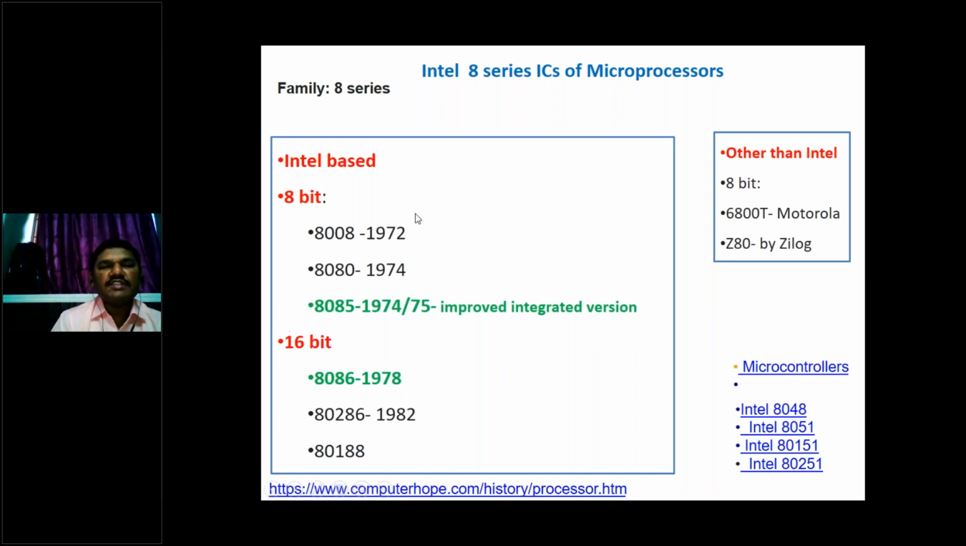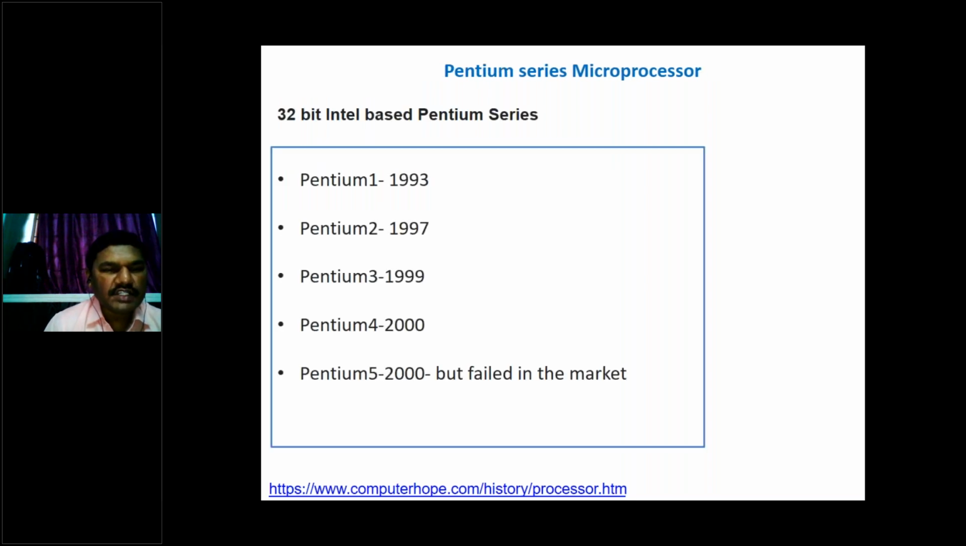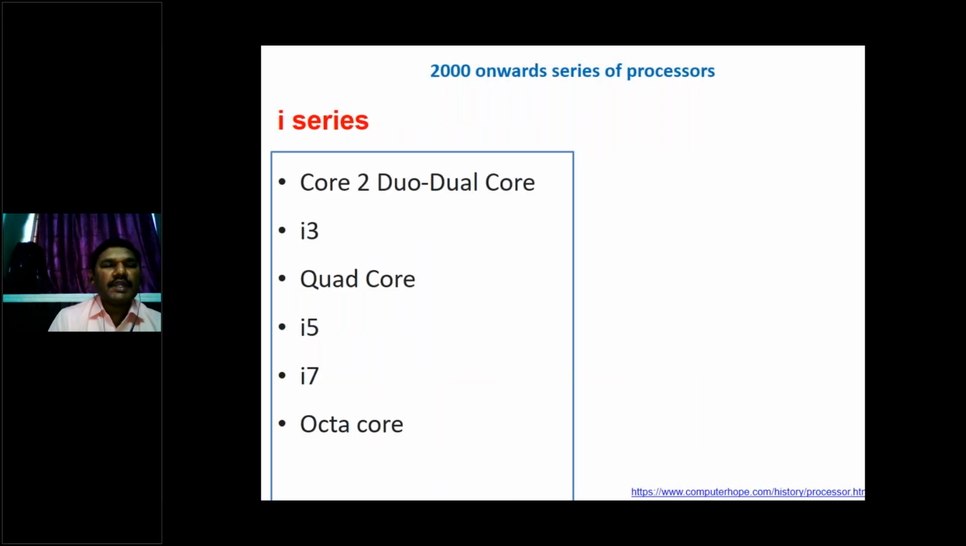Right, so except for Intel ICs, what are the different companies? Here you can see that Motorola and Zilog introduced these two ICs of 8-bit microprocessors. And here Intel's 32-bit 80386 and 80486 ICs. These are also Pentium processors of 32-bit only, Pentium 1 to Pentium 4. Pentium 5 was also introduced, but it failed in the market.